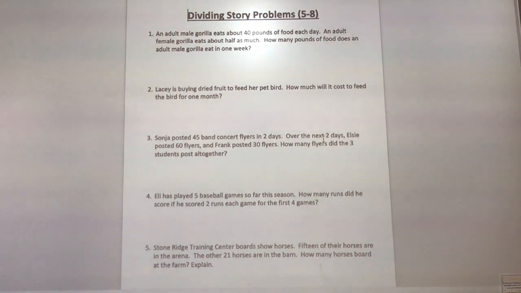Mason? Okay, so he's underlining five baseball games. So he's underlining 2 runs each game, first 4 games. So far. He circled so far. How many? And scored. Okay. And what's your equation here, Mason? 2 times 4. So his equation was 2 times 4 here.